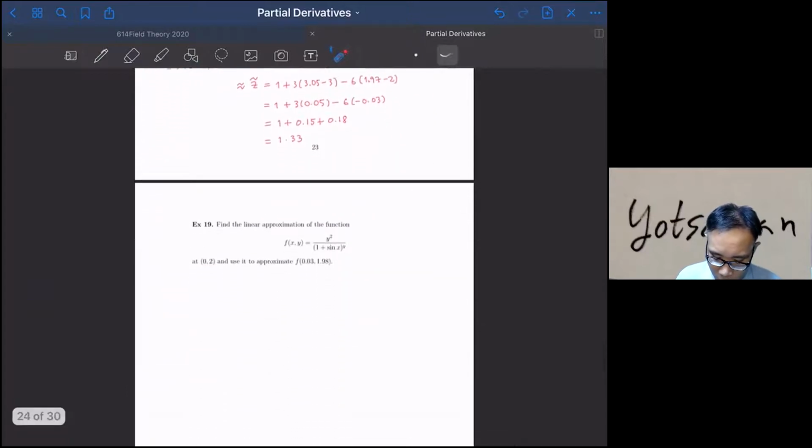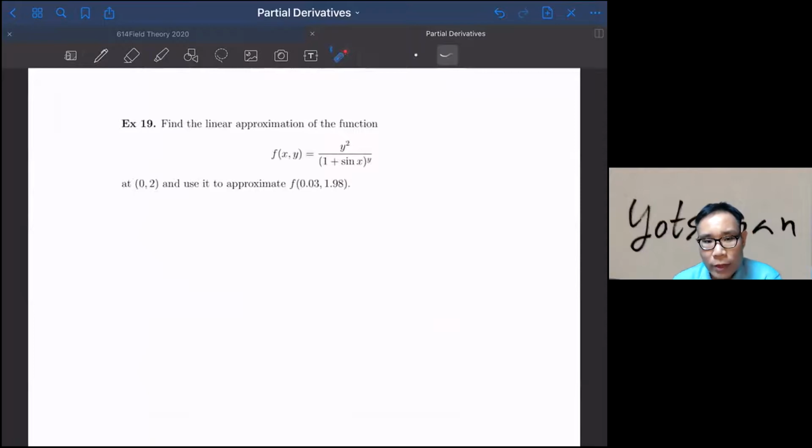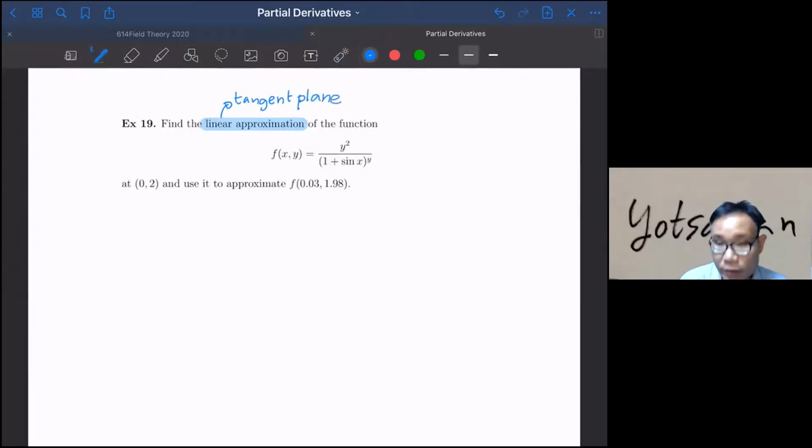Okay, let's do one more example. You have f(x, y) equal to y squared over 1 plus sine x to the y at (0, 2). We would like to find the tangent plane and use it to approximate f(0.03, 1.98). So the meaning of linear approximation is just the tangent plane. Tangent plane has another name, the linear approximation. So we just would like to find the tangent plane at (0, 2).